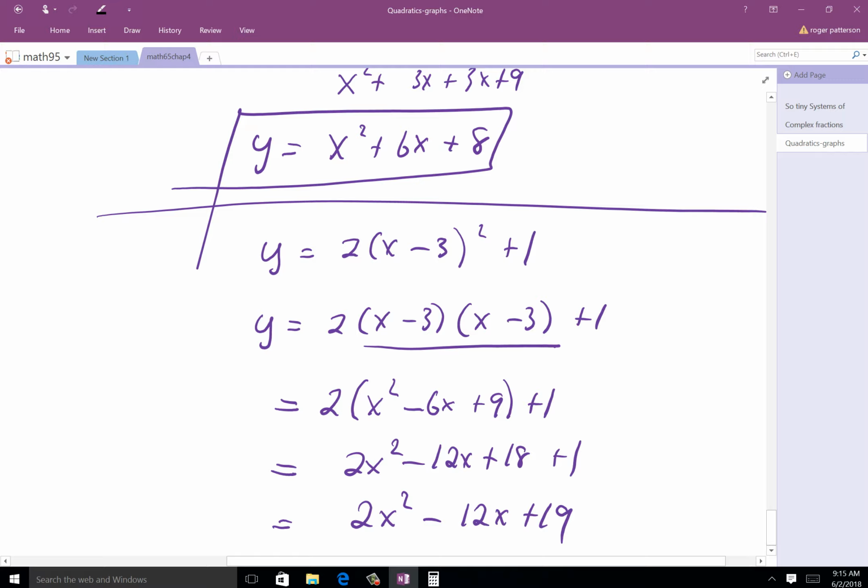Again, all we're doing for converting from vertex to general is taking some x minus 3 squared. I write it twice because that's what you should have been told to do. Whenever you see this, you write it twice. FOIL, distribute the 2, throw in the 1 at the end, and it's done. And that's it.